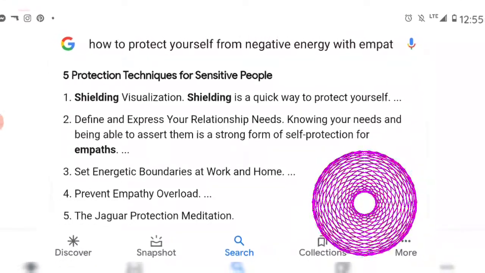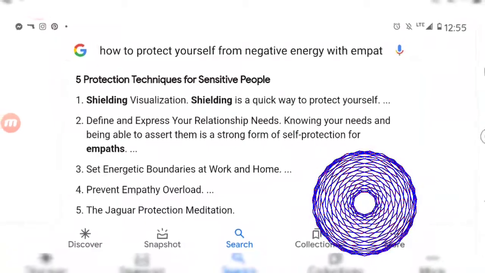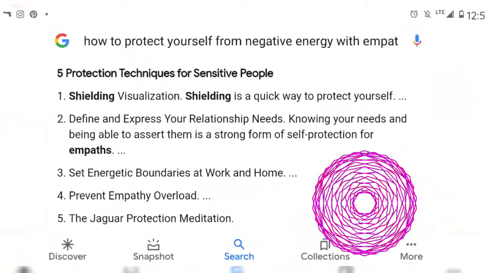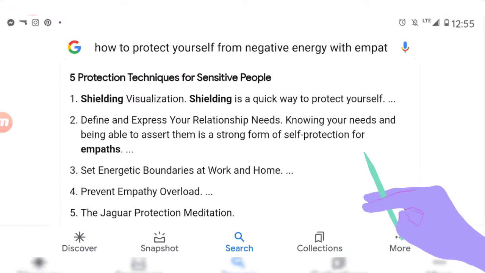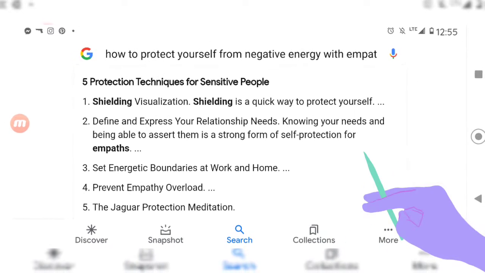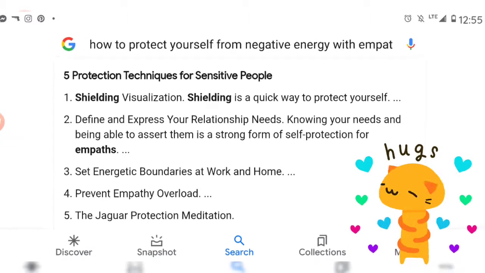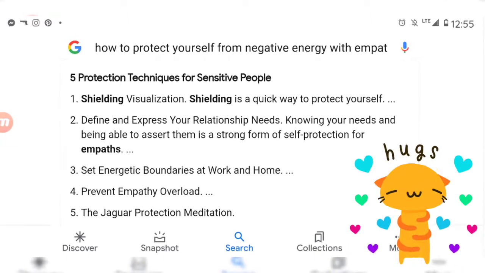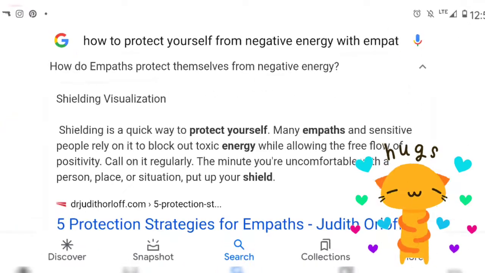5 protection techniques for sensitive people. Shielding visualization. Shielding is a quick way to protect yourself. Define and express your relationship needs. Knowing your needs and being able to assert them is a strong form of self-protection for empaths. Set energetic boundaries at work and home. Prevent empathy overload. The Jaguar Protection Meditation.